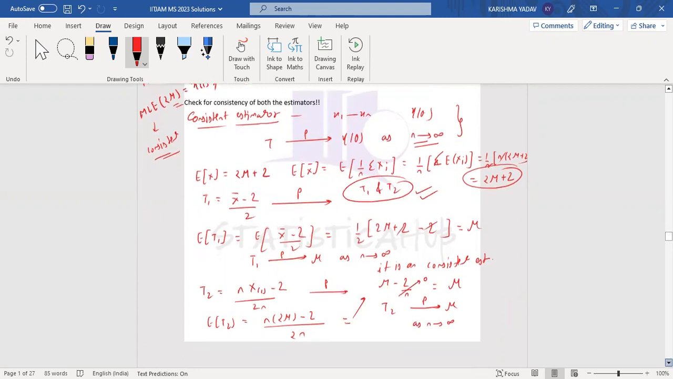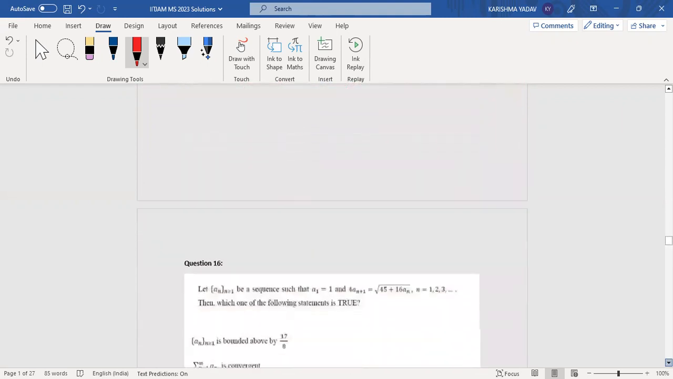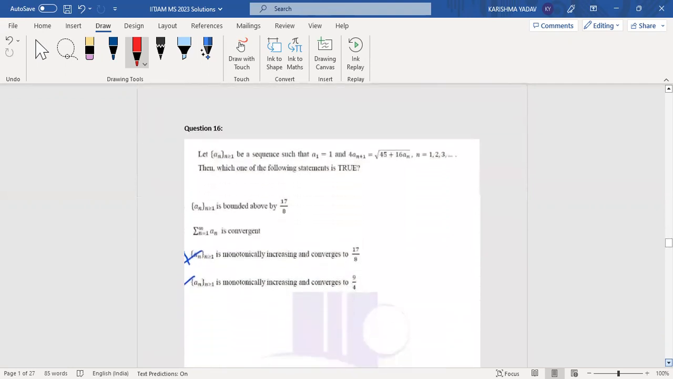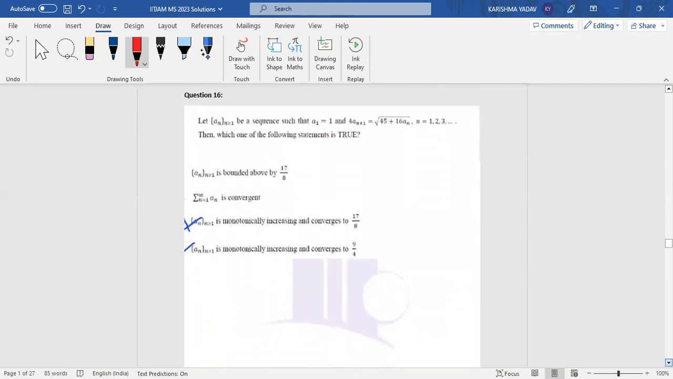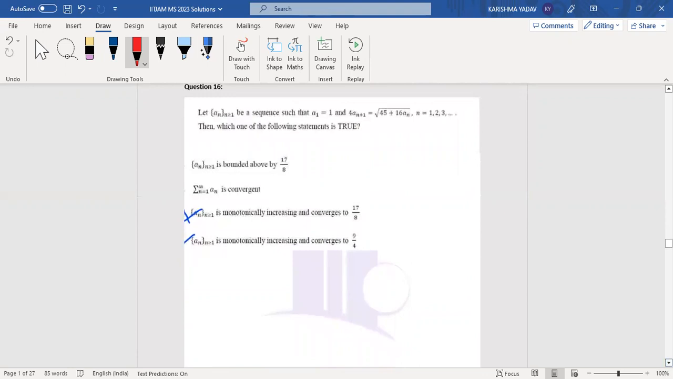Let's do question number 16. In question 16, it is given that an is a sequence such that a1 is equal to 1 and 4an plus 1 is equal to root of 45 plus 16an, for n equals 1, 2, 3, and so on. Which one of the following statements is true? Whether it is bounded above, convergent, or monotonically increasing.